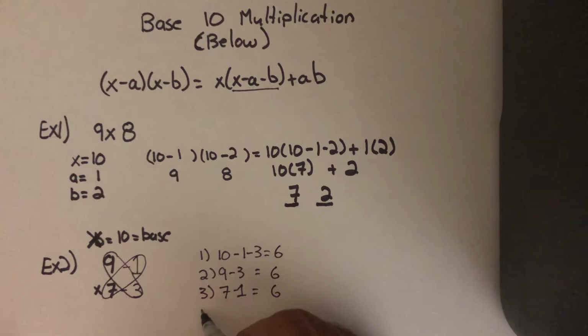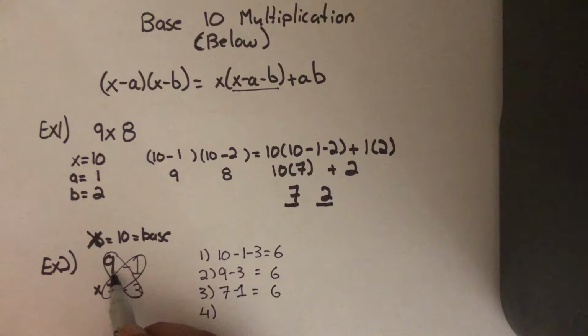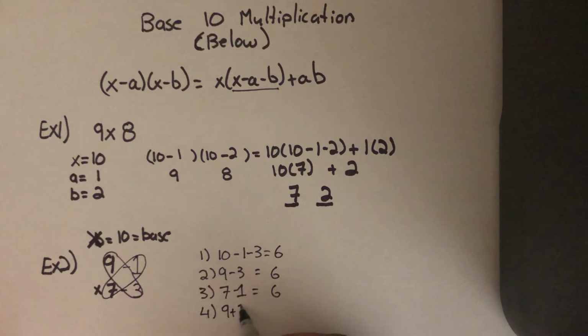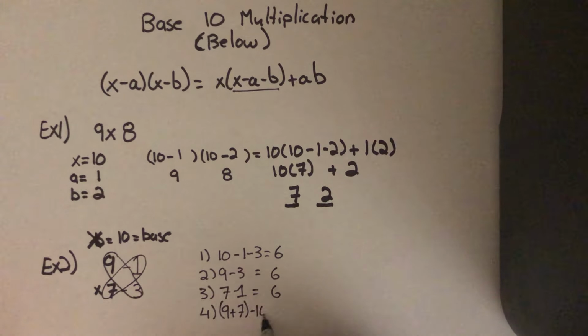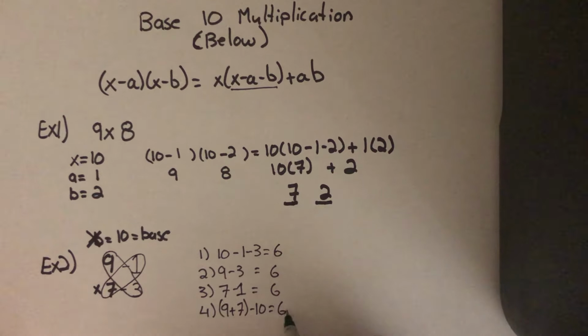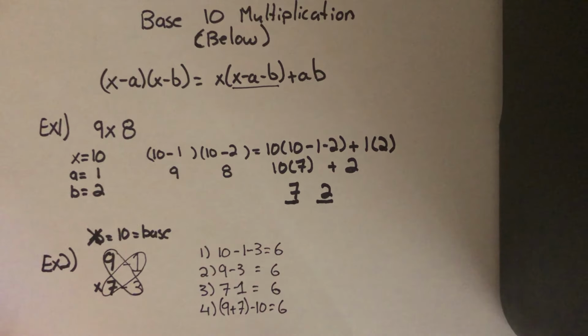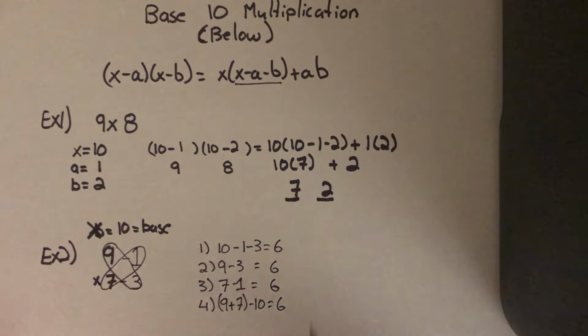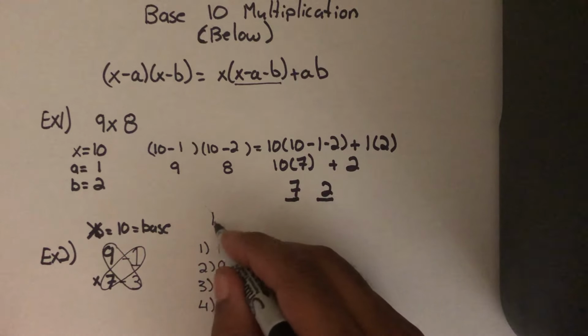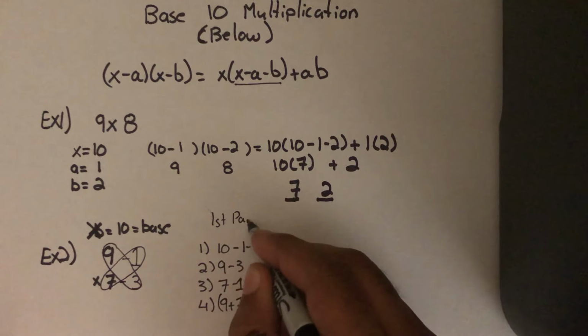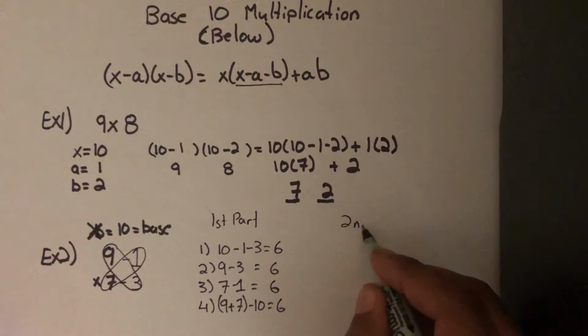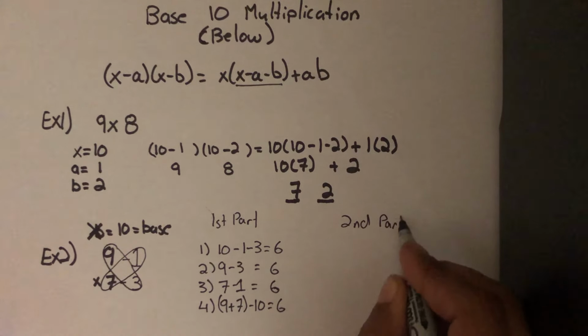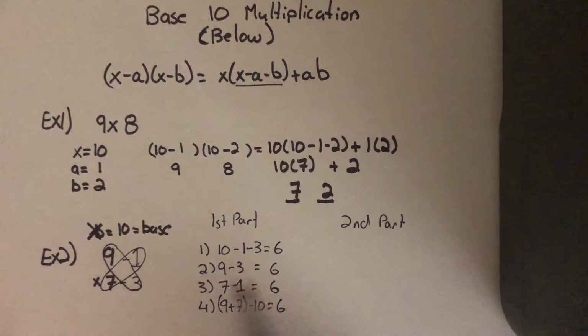And there's even a 4th way. I could even say 9 plus 7, and then subtract the base, which is 10, and I still get 6. So there's 4 ways you can get the first part of the answer. Okay, first part. And the second part, there's really 1 way to do it, and you just multiply the deficits. So A and B, 1 times 3 is just 3.